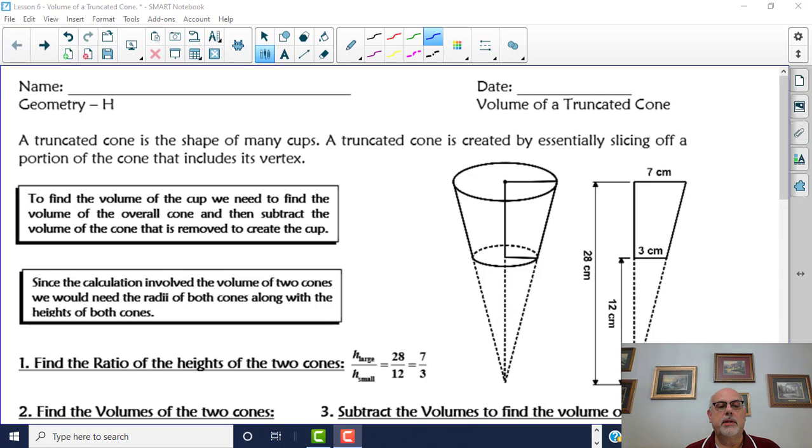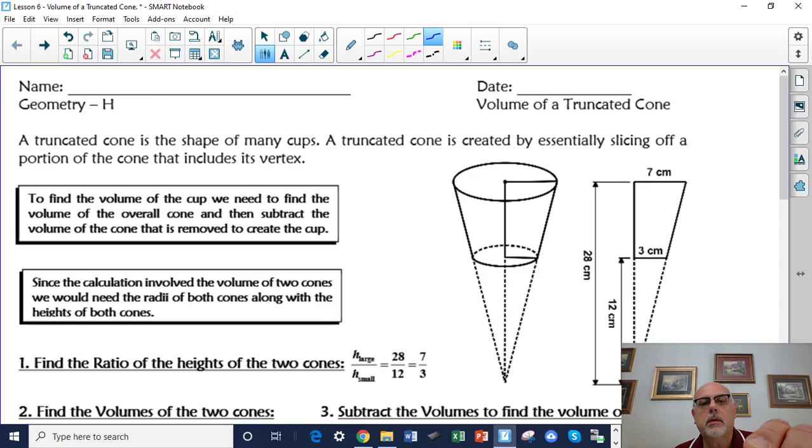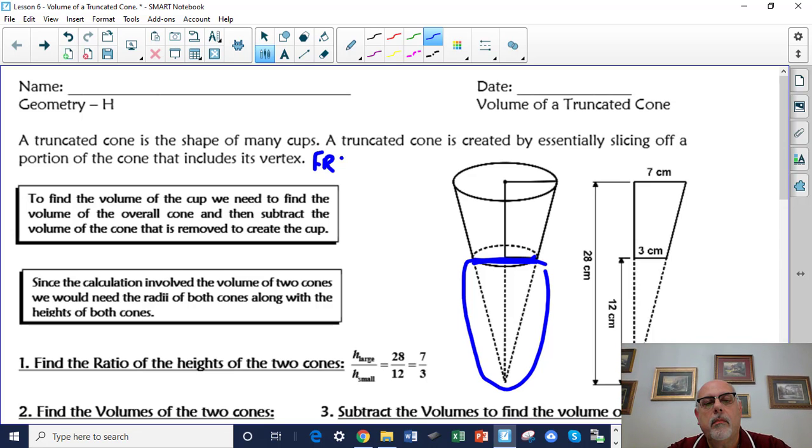Now, a truncated cone is the shape of a cup, really, okay? You're slicing off the part of the cone that makes the point, or the vertex, right? So in a truncated cone, you're slicing off this piece, the point. This way, now it sits flat, okay? This is also called a frustrum. Frustrum. That's a U in there.